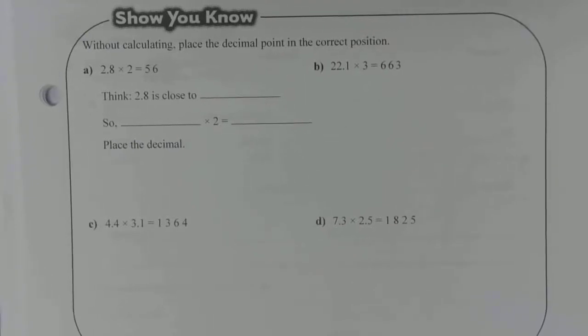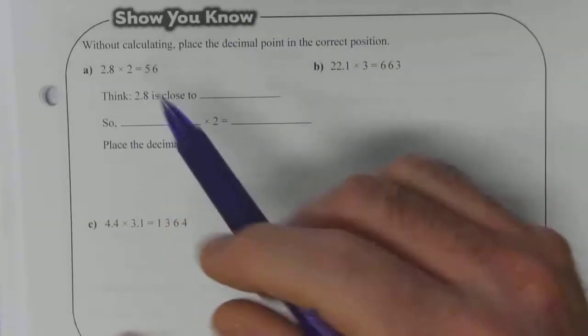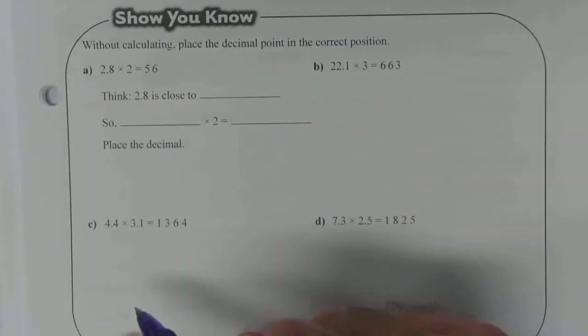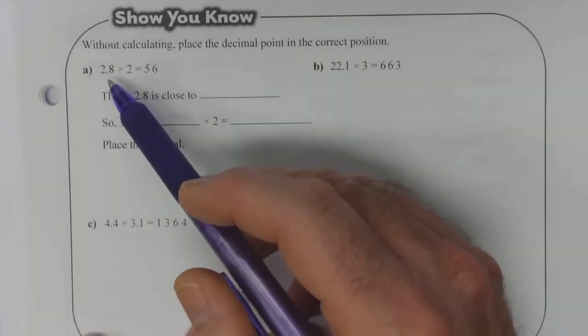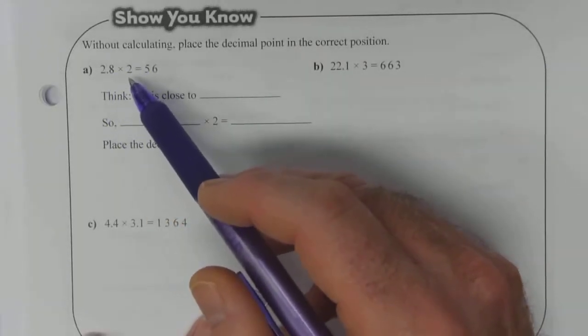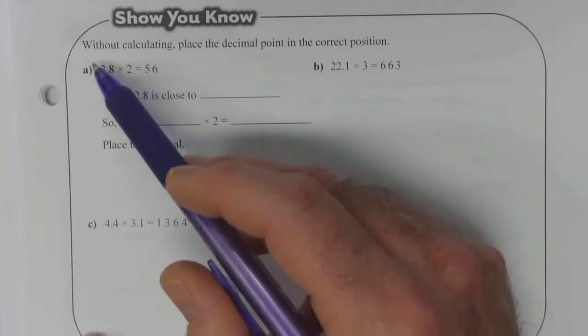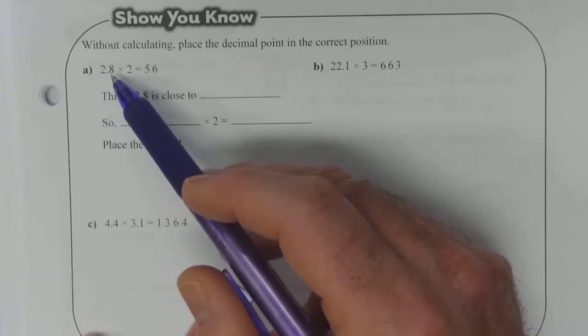You know, we don't have to do calculating, the numbers are already there for us, but we need to place the decimal point in the correct position. So, based on the above example, I'm going to use relative size estimation when I work on this. So, 2.8 times 2, well 2 is an easy number to work with, 2.8 is not as simple. So I'm going to round 2.8 using relative size estimation.